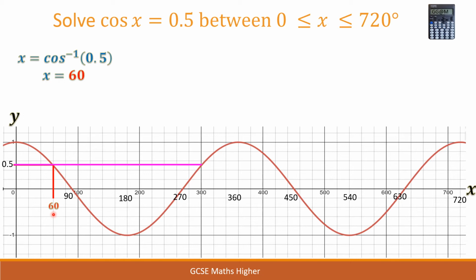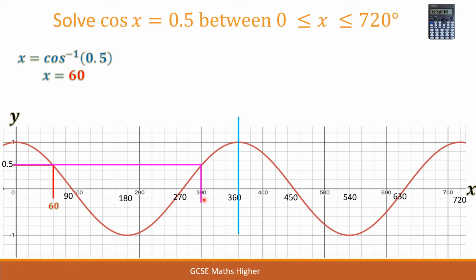To find my second angle, I'm going to draw a line across from 0.5. My first angle is where I hit the curve first. The second angle is where I hit the curve second. I draw a line down, and you can see clearly from where it is on the diagram it is coming down at 300. But we're going to look at the reason why it's coming down at 300 and how we'd work that out if we couldn't see exactly where it was coming down.